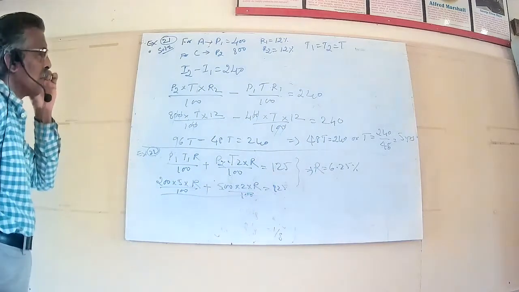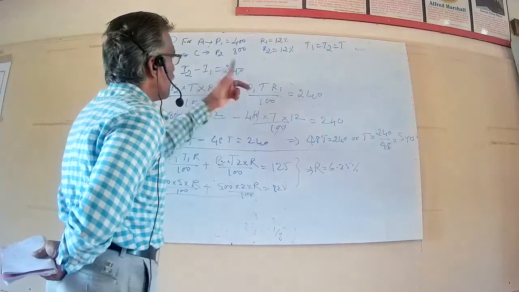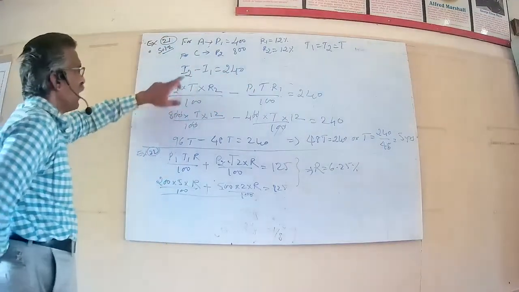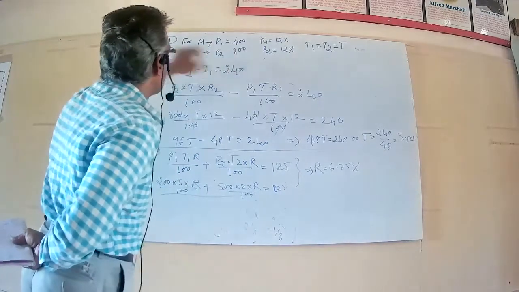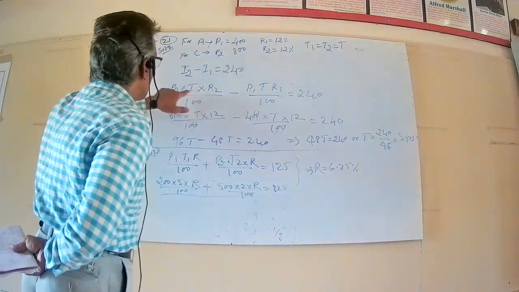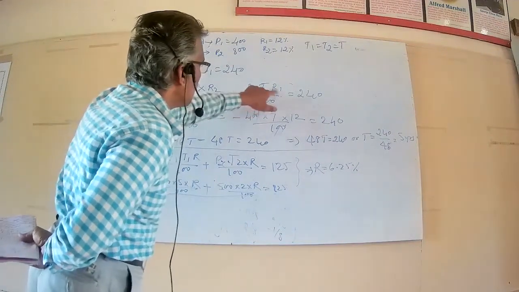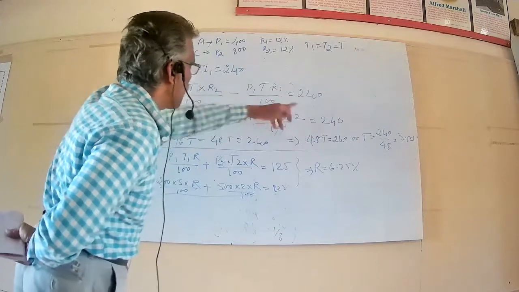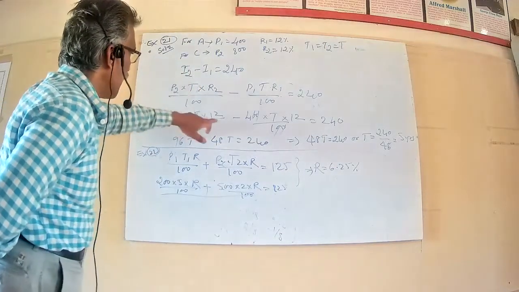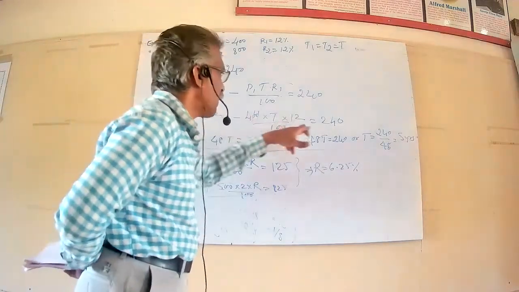The clue he gives is that the difference between these two interests is 240. That is all he has done. So what is I2? I2 is for C. I2 minus I1 equals P2 T R2 divided by 100 minus P1 T R1 divided by 100, using PTR upon 100 as the formula, where P2 equals 800, R is 12, and P1 is 400. So 800 into T into 12 divided by 100 minus 400 into T into 12 divided by 100 equals 240.